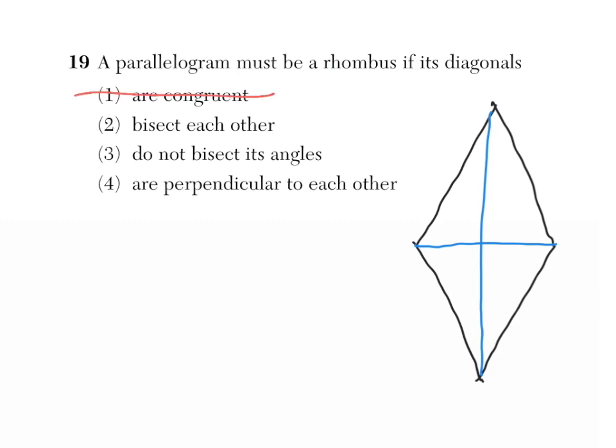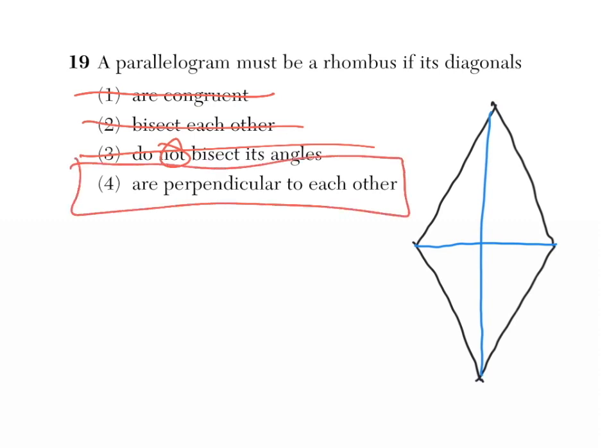So we can eliminate option 1. Bisect each other. Nope, that's what they do for rectangles, so we can eliminate that. Do not bisect the angles. No, the angles are actually bisected, so we can eliminate this. And option 4 says are perpendicular to each other. And yes, that's true. These diagonals are perpendicular. That's the property of a rhombus. So option 4 is the correct answer.